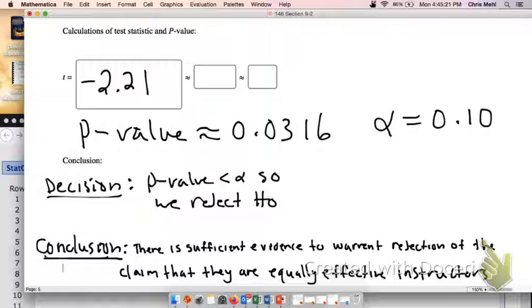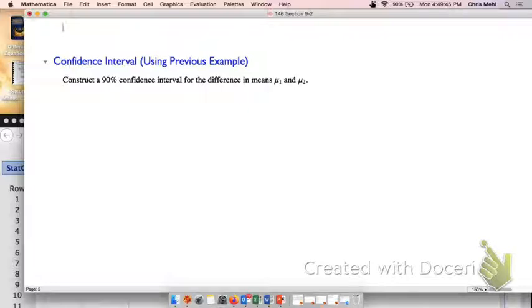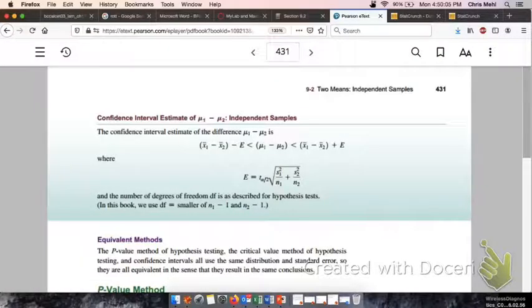Now with the same data, I'm going to show you how to use StatCrunch to construct a 90% confidence interval for the difference in the means mu1 and mu2. The formulas for this are at the top of page 431. If you want to do a confidence interval to estimate the difference in the two means, mu sub 1 minus mu sub 2, this would be estimating the difference in the mean grade between Mr. Smith's students and Mrs. Jones' students, so all of the students.